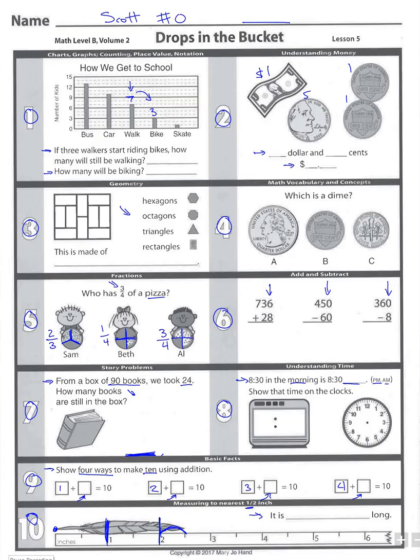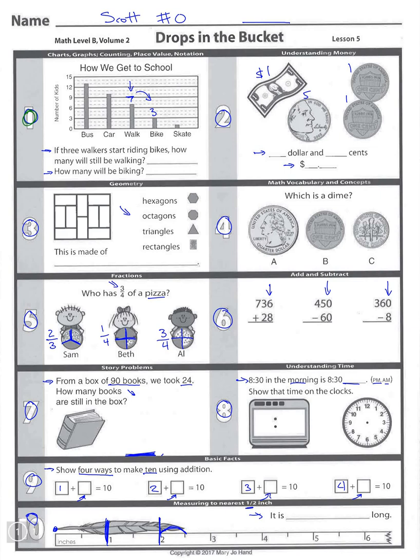This is Drops in the Bucket, Book 1, Lesson 5, and we're going to correct in this video. So remember, use your green correcting pen or a green colored pencil, and don't erase any of your work or scribble it out. I want to be able to see everything that you did. All right, so let's go ahead and look at number 1 here.